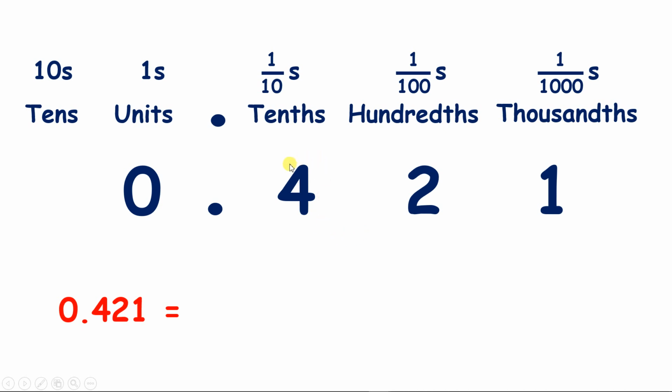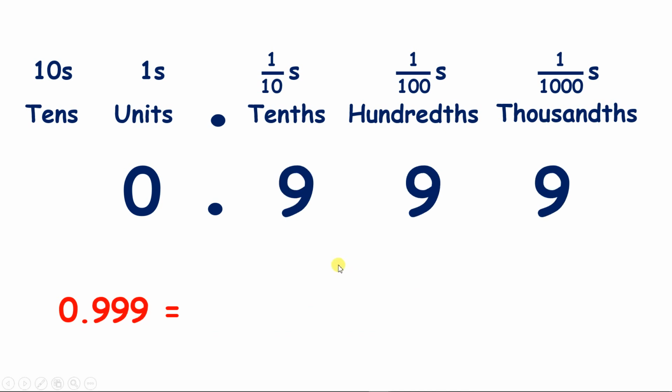Now 0.421 means you've got 4/10ths, and then you've got 2/100ths, and you've also got 1/1000th. Now 0.999 means you've got 9/10ths, you've got 9/100ths, and you've got 9/1000ths. So if you had 1 more thousandth, you would have a whole.